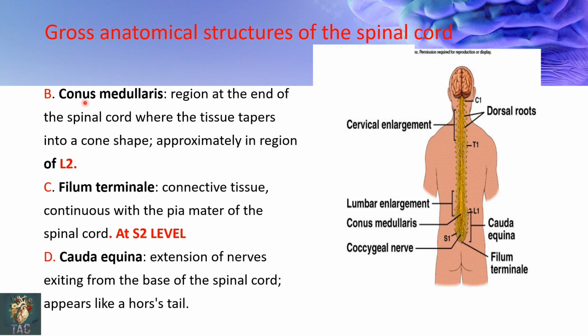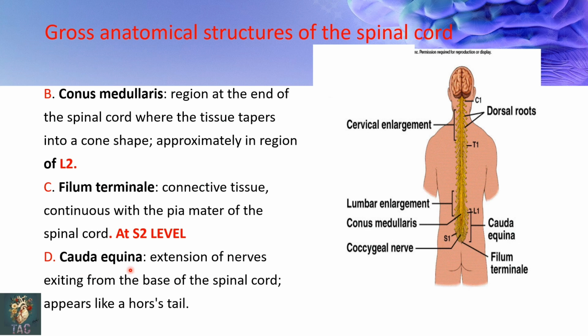Then what is the conus medullaris? This is the region at the end of the spinal cord where the tissue tapers into a cone-shaped manner, approximately in the region of L2. So this is the conical tip or end of the spinal cord, which is called the conus medullaris. What is the filum terminale? As I have told you, this is a connective tissue continuous with the pia mater of the spinal cord, and it ends at the level of the S2 vertebra.